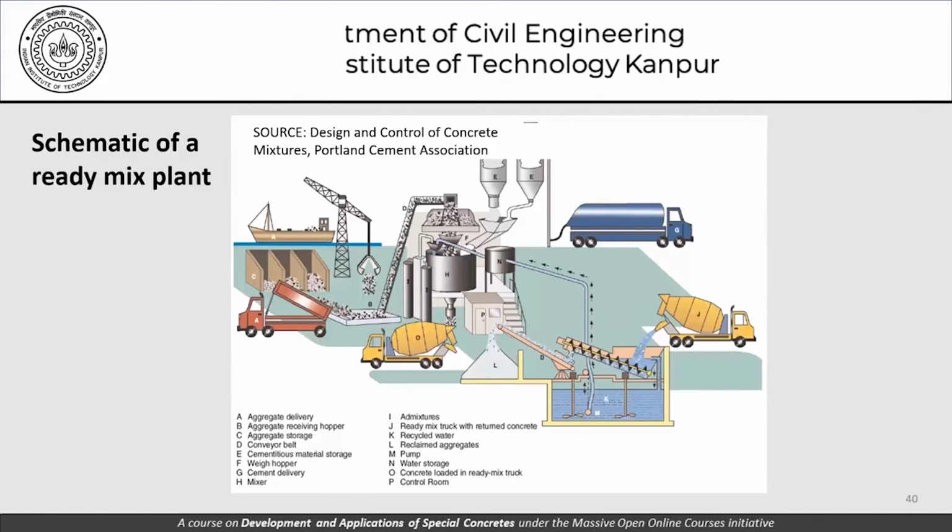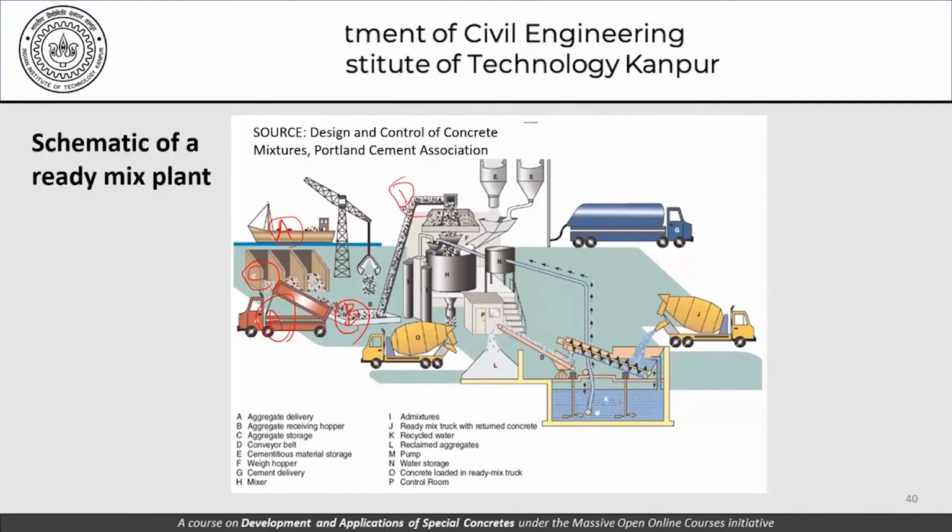This picture here shows A as aggregate delivery, either from here or from here. Then we have B, which is the aggregate receiving hopper. C is the aggregate storage that we have here. Then we have this aggregate being delivered to this area here using a conveyor belt, that's called D.